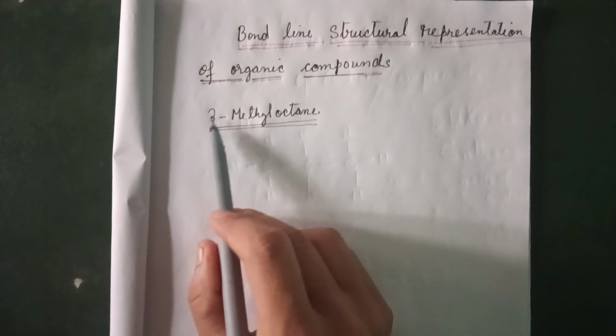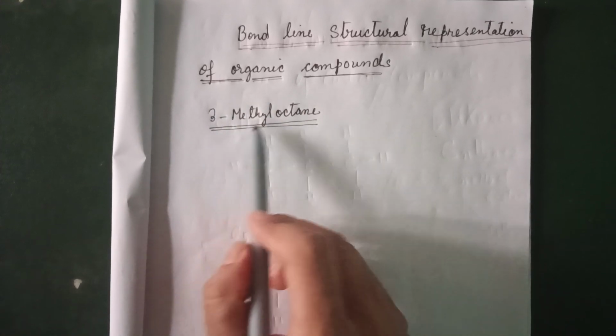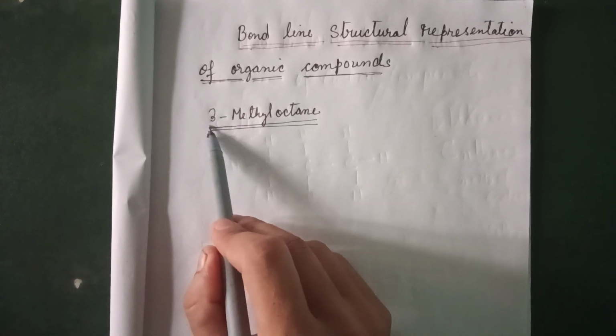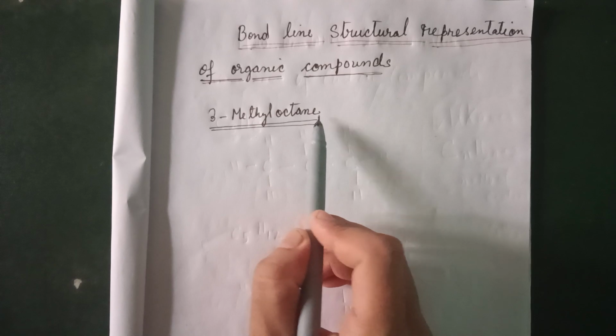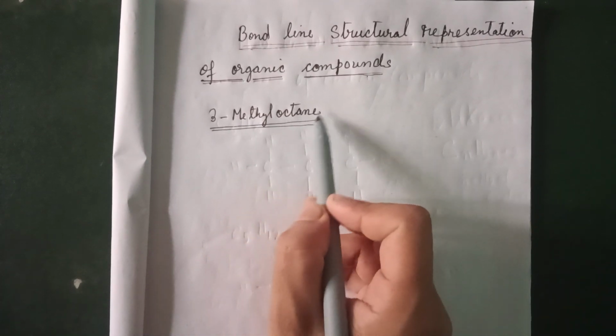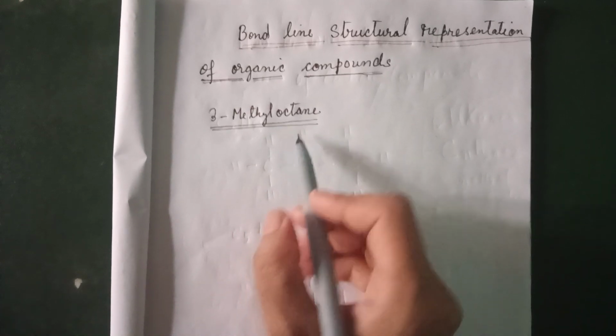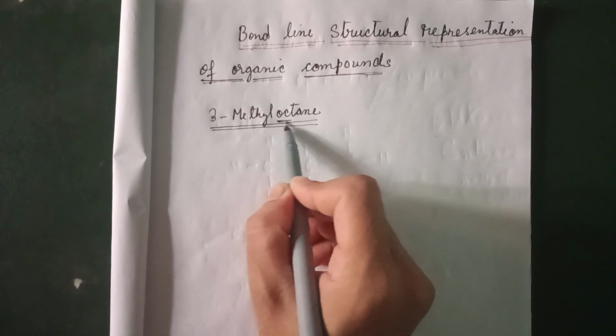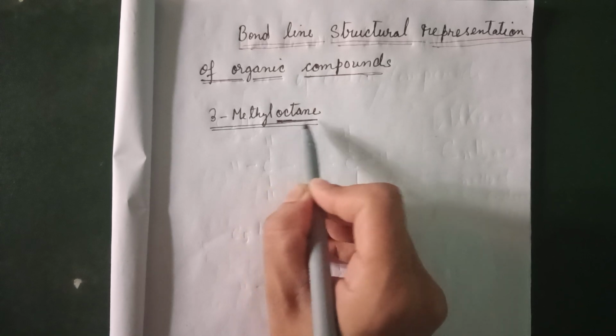So here, what is it? This is the name of a compound. This is 3-methyl octane. So how to write this compound? This is the name of a compound, then how to write the formula here? So you just need to see the last part, oct. Octane. So the last one is octane.